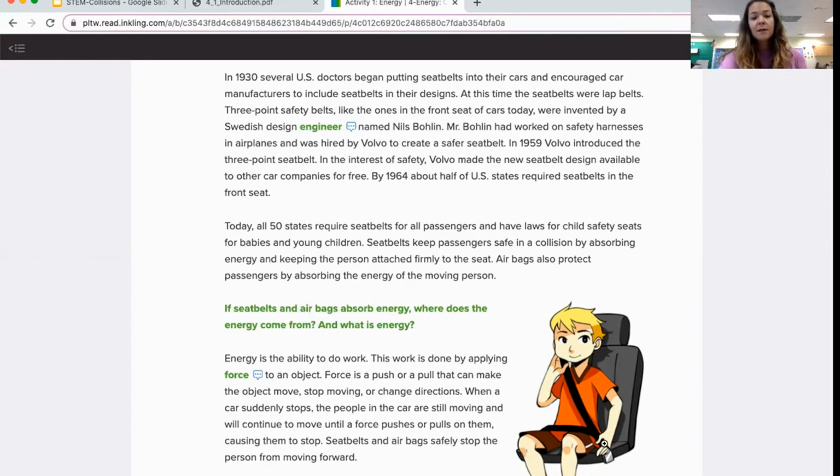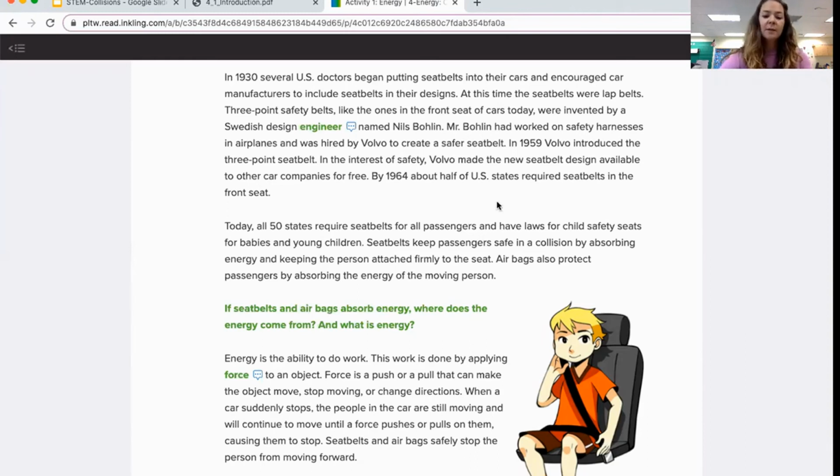That's pretty big. In 1964, about half of the US states required seatbelts in front seats. Today, all 50 states require seatbelts for all passengers and have laws for child safety seats for babies and young children. Seatbelts keep passengers safe in a collision by absorbing energy and keeping the person attached firmly to the seat. Airbags also protect passengers by absorbing the energy of the moving person.